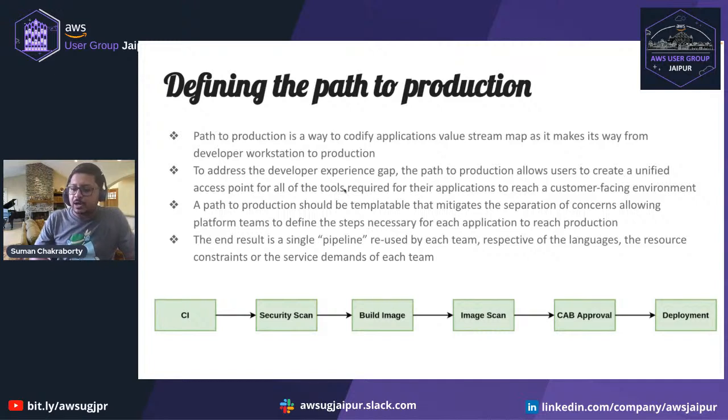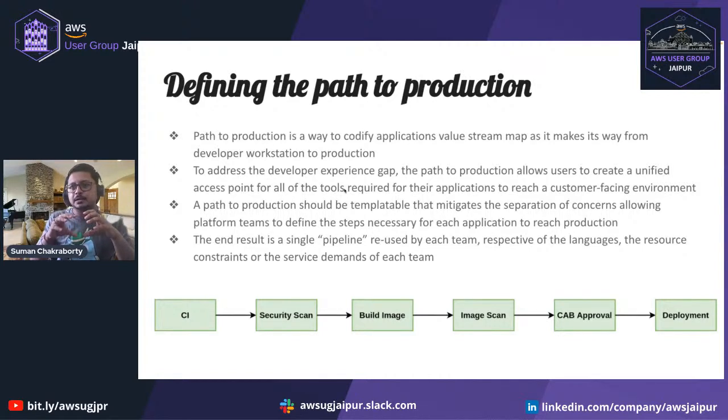So path to production is a way we can codify the application value stream maps as they make their way from the developer's laptop or workstation to production directly. To address this complete developer experience gap, the path to production allows users to create a unified access point of tools which is required for your application to reach a customer facing environment. This complete path starts from your continuous integration to do certain security scanning, to building an image, then doing again a set of security vulnerability scanning on the image that would be deployed, then going through certain approval process on whether that image can be deployed in the platform or not, and then doing the final deployment.